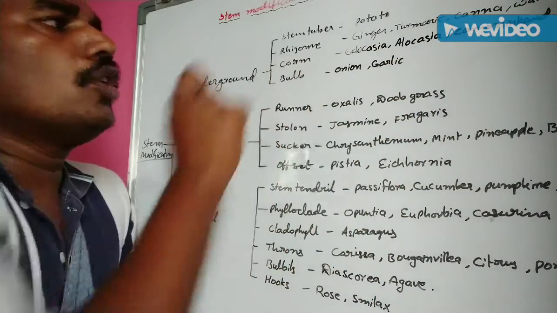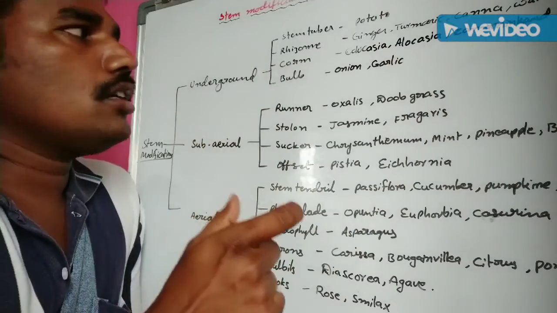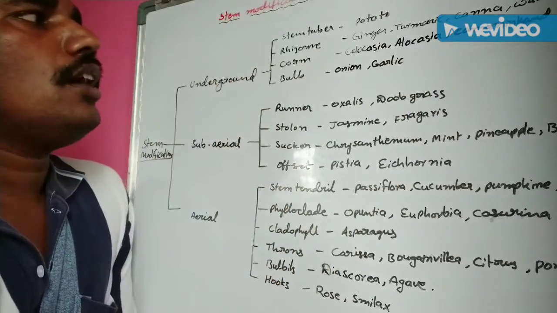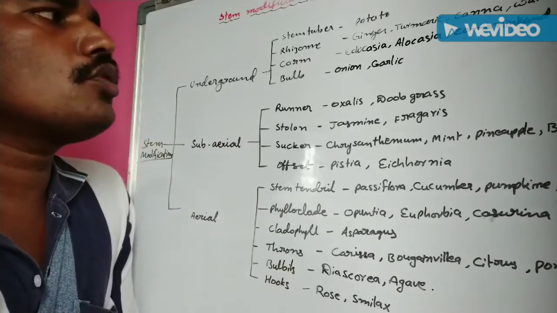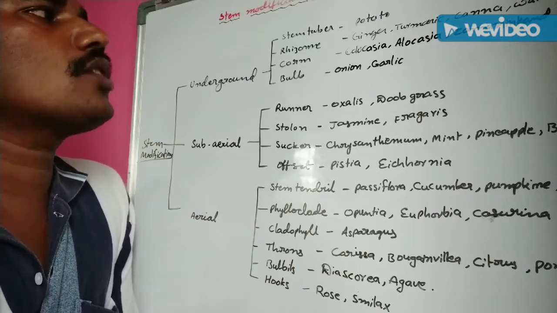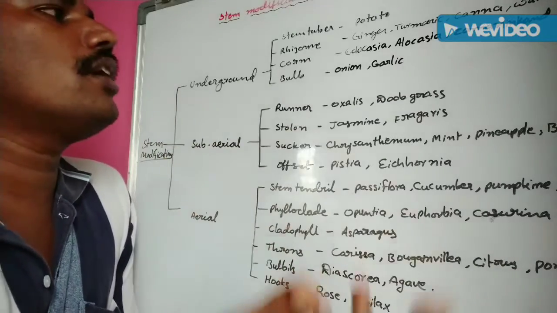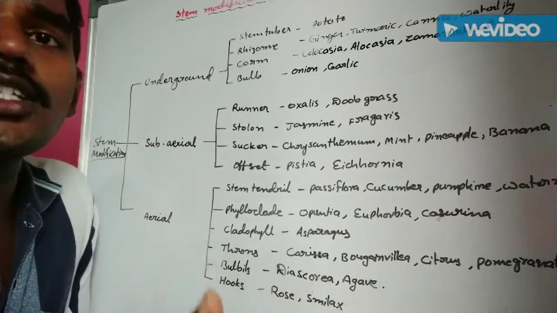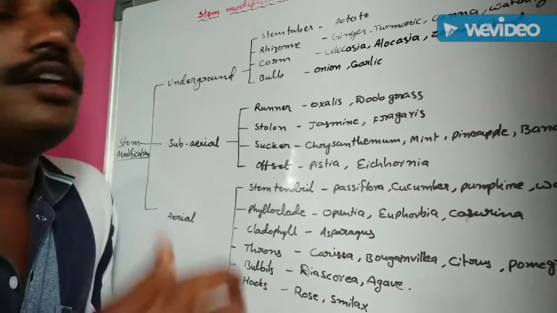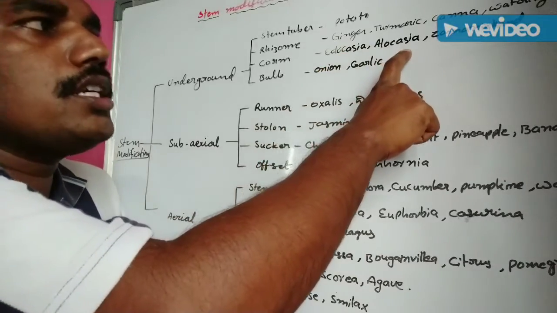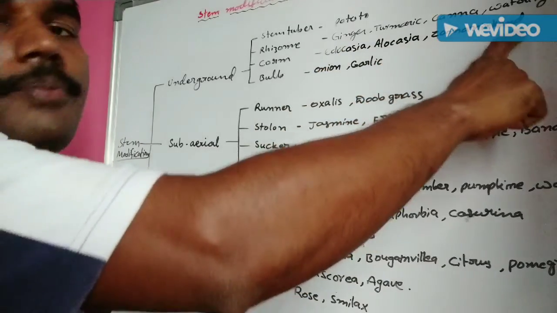Next one, corm. The underground stem grows vertically in the soil and is also distinguished into nodes and internodes. Every nodal region consists of scaly leaves and also an axillary bud. The axillary bud forms daughter corms. If these daughter corms are detached from the mother plant, they live as individual plants, like Colocasia, Alocasia, and Amorphophallus.